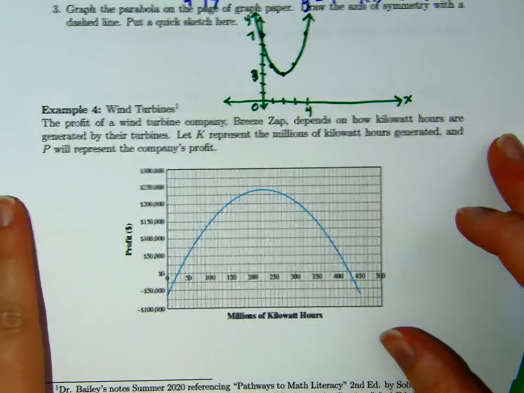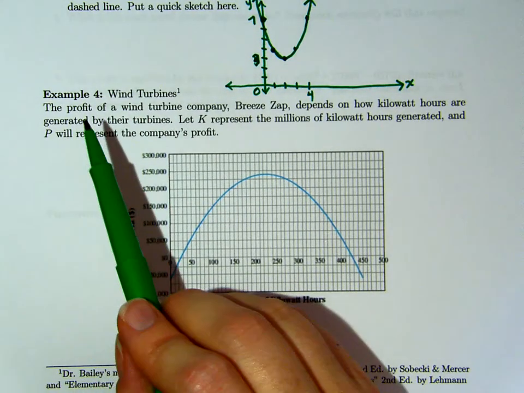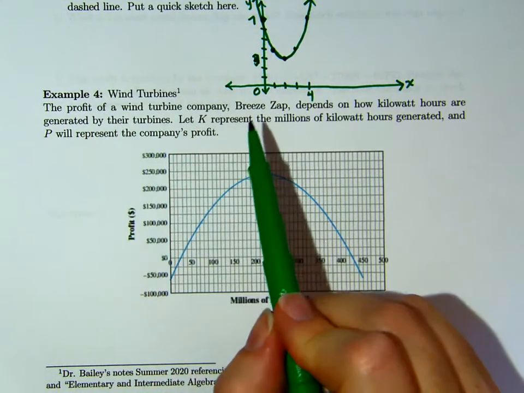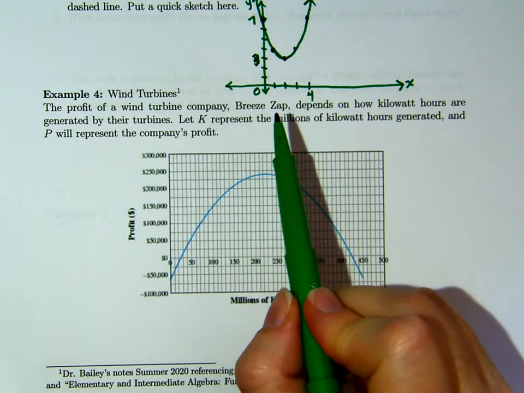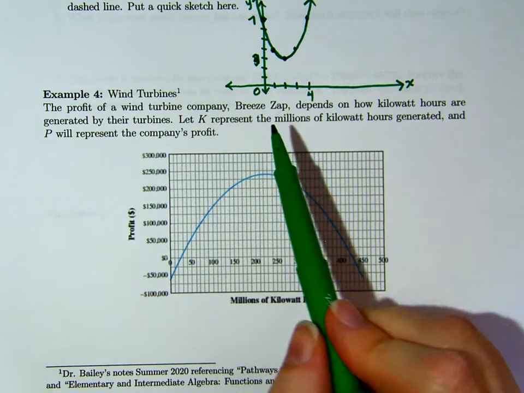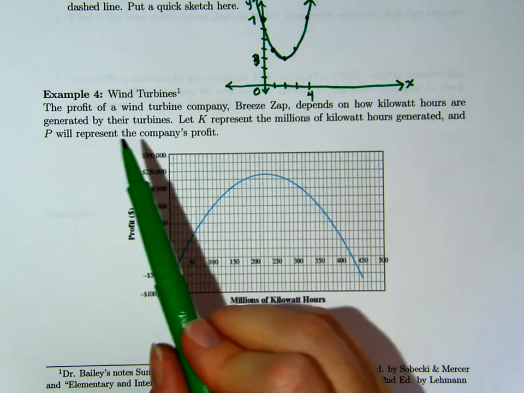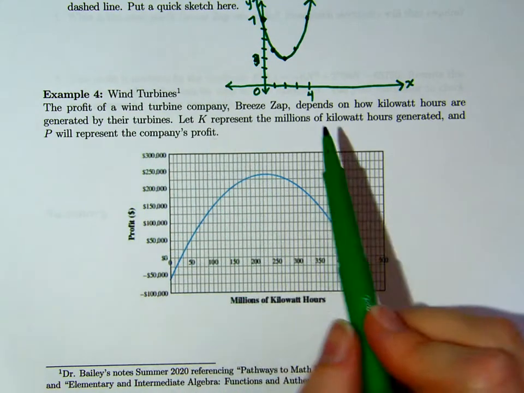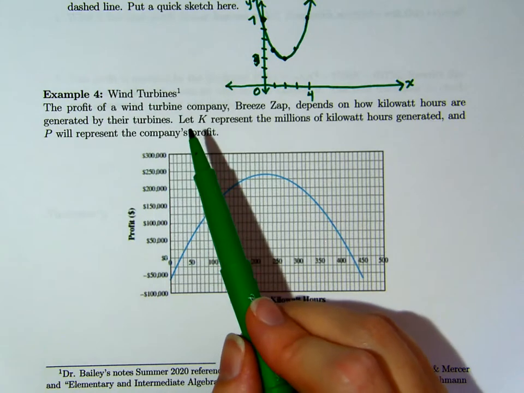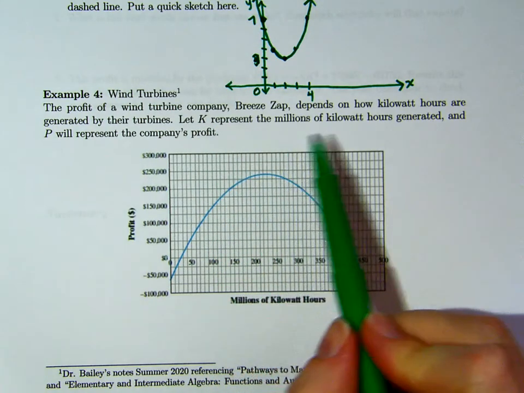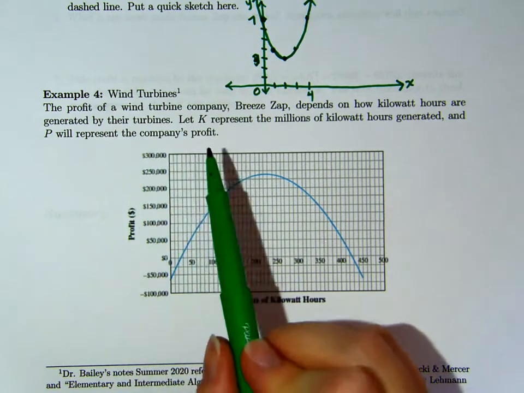Done. Okay, let's talk about wind turbines. Got this from your book. The profit of a wind turbine company, Breeze-Zap, this is awesome, Breeze-Zap and Breeze-App, like a breezy app. Anyway, depends on how many kilowatt hours are generated by their turbines. Right. So profit depends on how much power you got. Let K represent the millions of kilowatt hours generated, and P will be the company's profit.